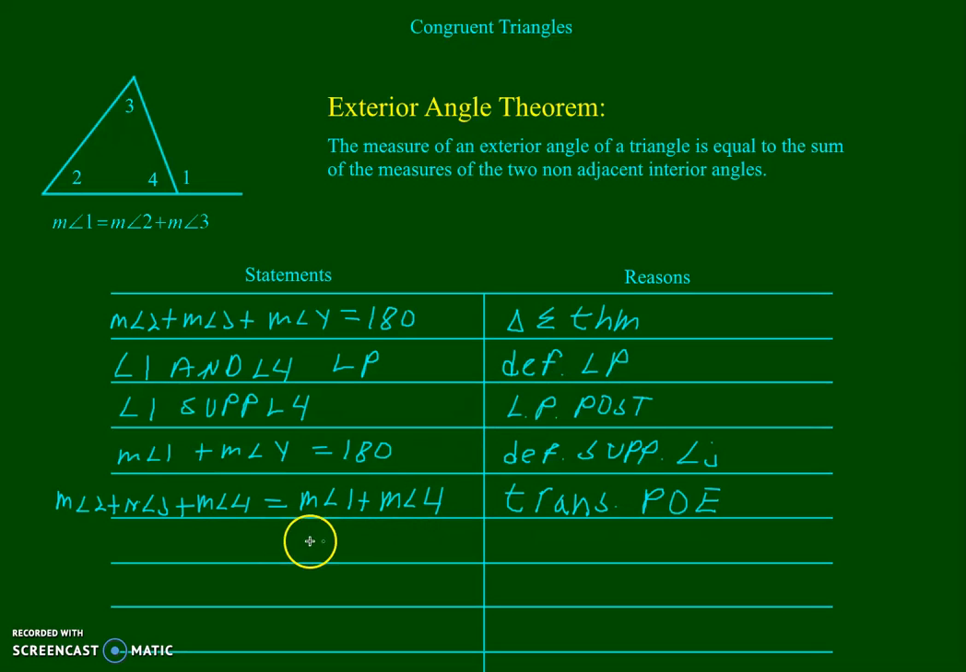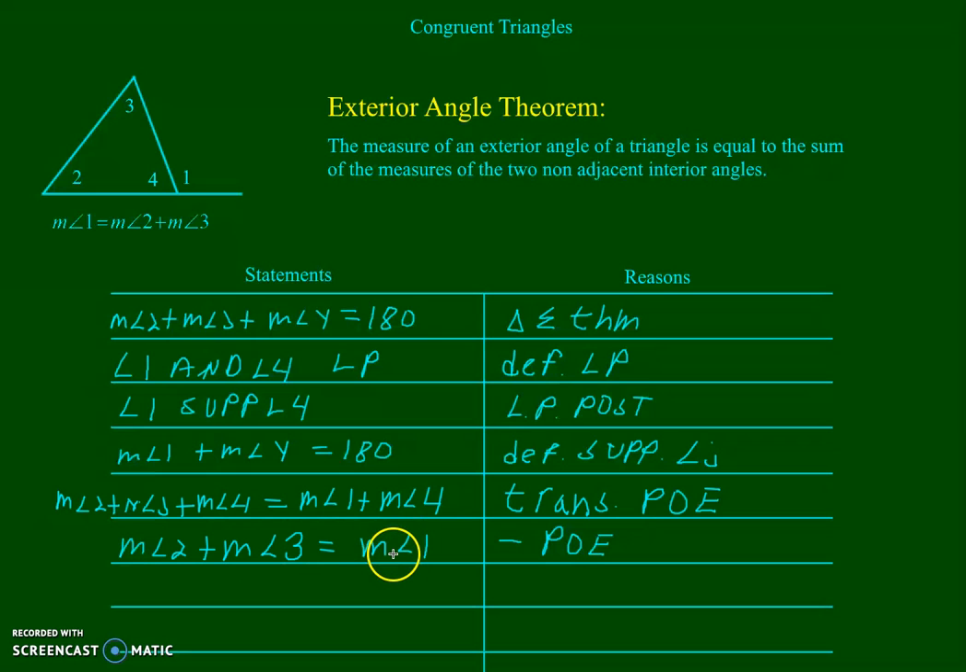Now we can see here that we have an angle 4 and an angle 4 on both sides. So we're going to subtract those out, and what we have is the measure of angle 2 plus the measure of angle 3 equals the measure of angle 1. That is the subtraction property of equality. And there we have our proof.